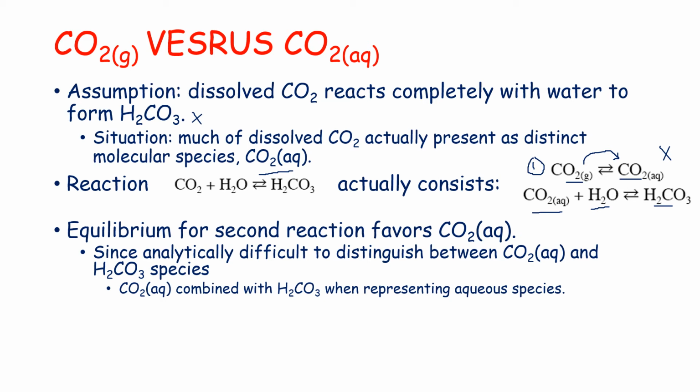Okay. So the equilibrium for the second reaction basically favors carbon dioxide in an aqueous form, not gas form. However, it is analytically difficult to distinguish between the species of carbon dioxide in aqueous form and carbonic acid, since carbon is there in both places. Therefore, carbon dioxide in aqueous form is often combined with carbonic acid when representing aqueous species. So here is another assumption. You take this and you combine it with this to say I have a particular aqueous species.